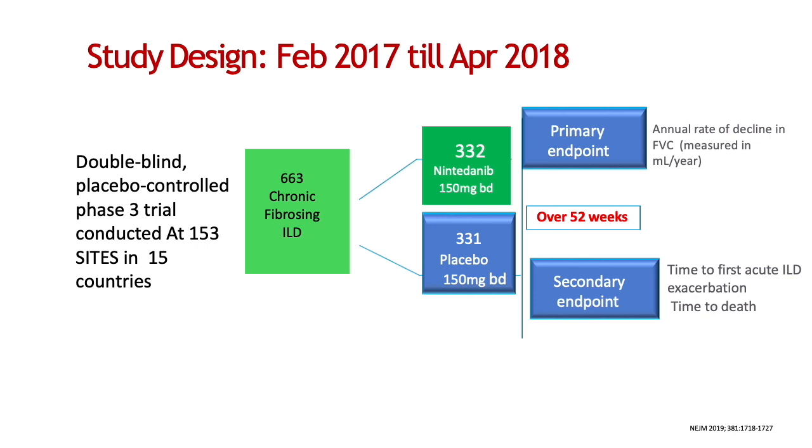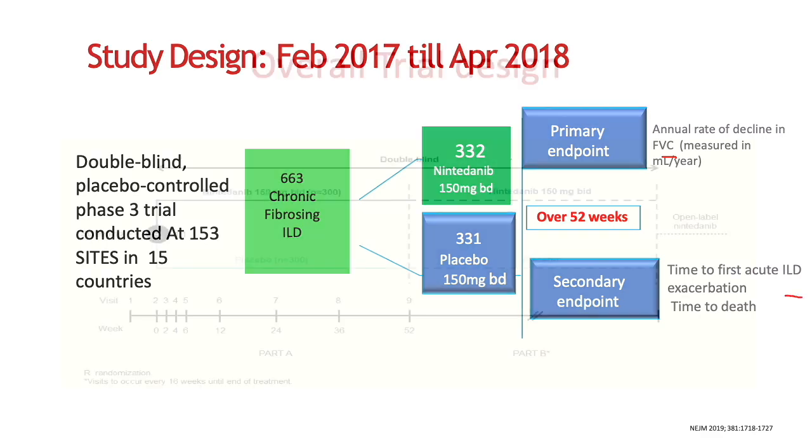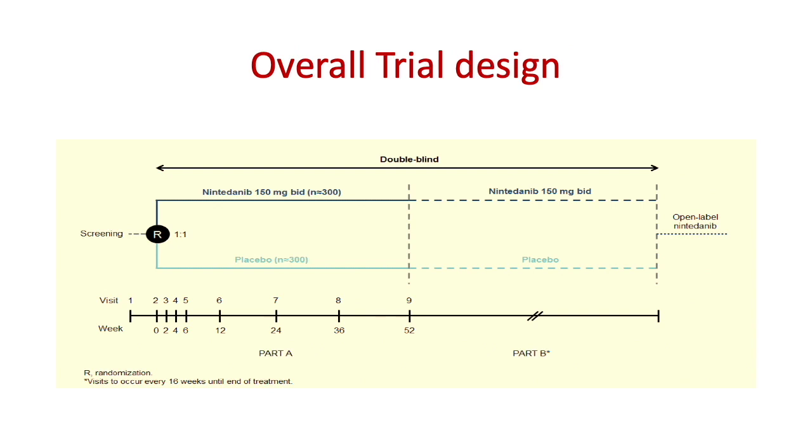2019. So they recruited around 663 patients with chronic fibrosing ILD amongst the classification that I just showed. It was a multinational, multi-center study, and they divided into 1:1 groups. The primary endpoint was again FVC, a measure of annual rate of decline, and the secondary endpoint was time to acute exacerbation and time to death. So they looked at patients over 52 weeks, but what was really interesting about this trial, it continued to look at patients beyond that as open label nintedanib.